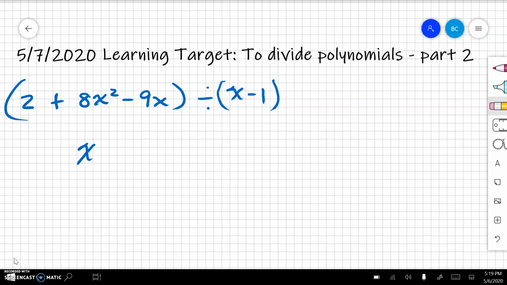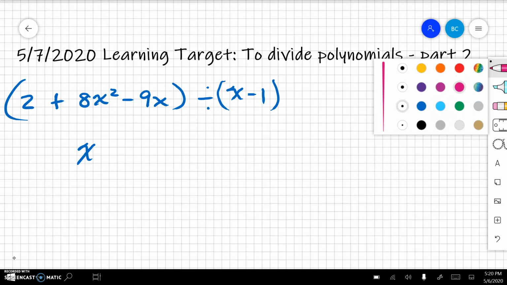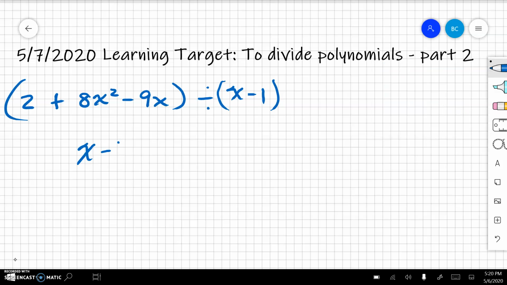didn't emphasize yesterday. For this first problem, I've got a trinomial divided by a binomial, and you notice that the trinomial is not in standard form. So when I write this problem in this format, I want to make sure that I put the trinomial in standard form. So I'm going to do 8x squared minus 9x plus 2.